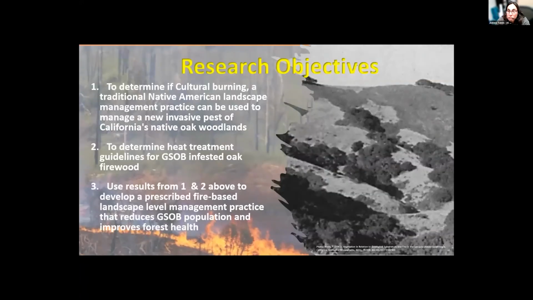Our research objectives are, one, to determine if cultural burning, a traditional Native American landscape management practice, can be used to manage GSOB; two, to determine a heat treatment guideline for GSOB-infested oak firewood; and then to use these results to develop a prescribed fire-based landscape-level management practice to manage GSOB.